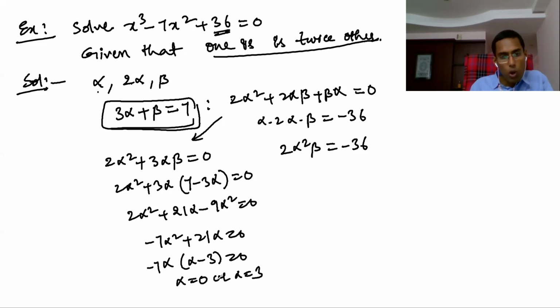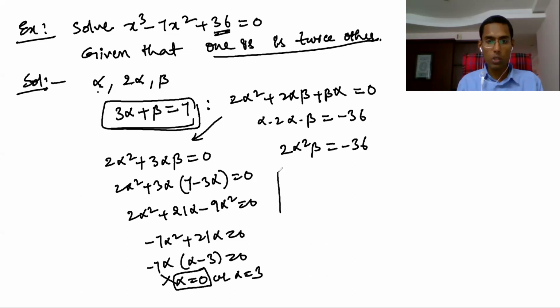Alpha equal to 0 means one of the roots is 0, and 2 alpha is 0 too, so two roots are zero, which is not possible. 0 is not a root. Therefore alpha 0 is not possible. Therefore, alpha must be 3. If alpha is 3, then the other root, 2 alpha, is 6.